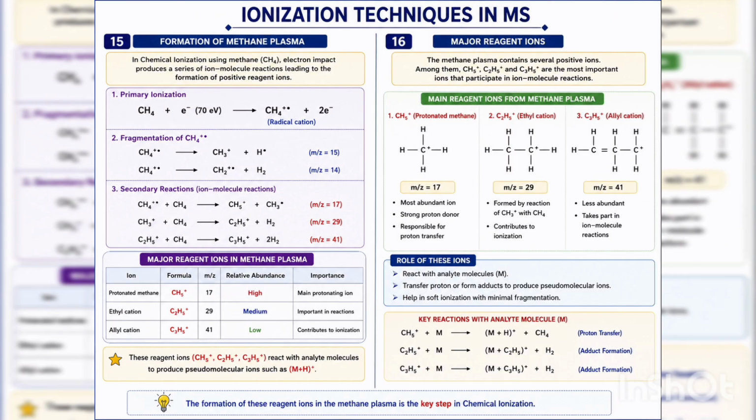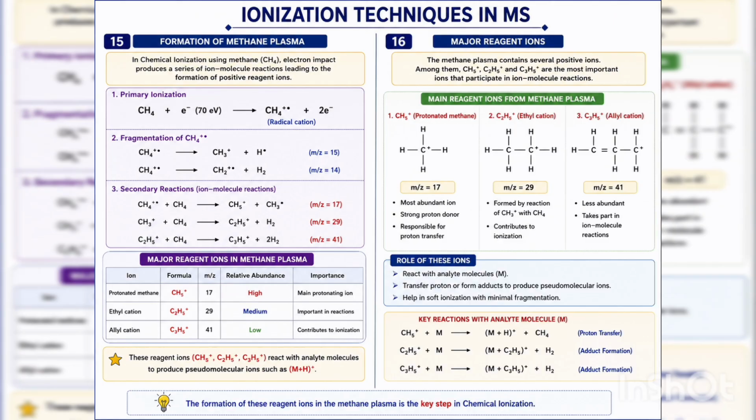Let's look more closely at methane as a reagent gas. So methane is subjected to electron impact. Several reagent ions can be generated. The important reagent ions include CH5 plus, C2H5 plus, and C3H5 plus. These reagent ions then interact with the analyte. There are three important types of reaction we should remember: proton transfer, adduct formation, and charge transfer.